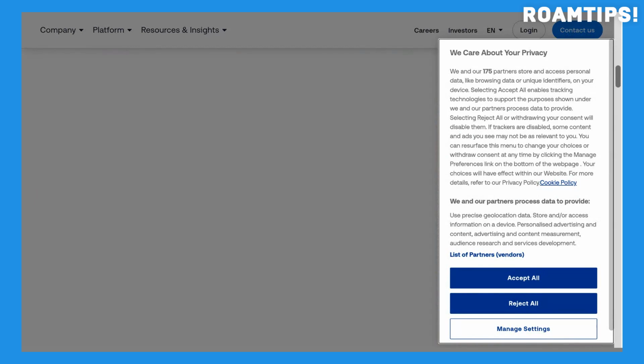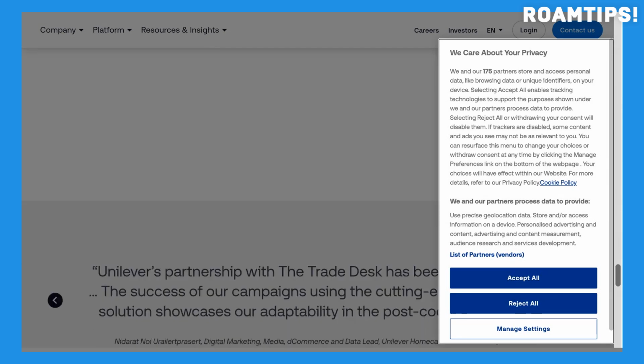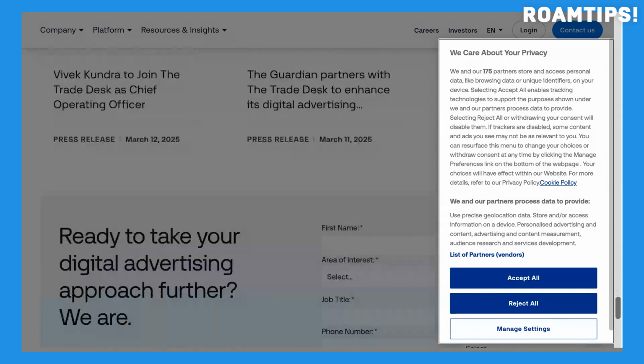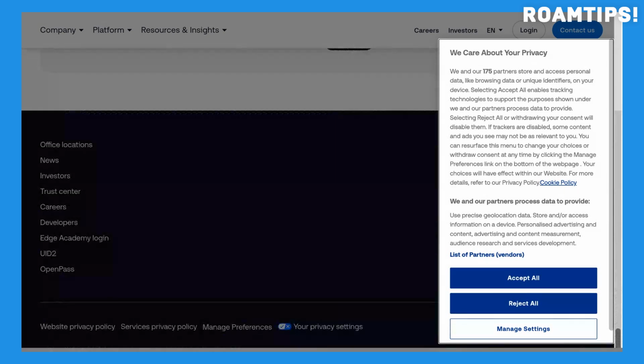In this video, we're taking a look at the TradeDesk.com. The Trade Desk is a demand-side platform, a DSP, that provides a self-service interface for advertisers to buy digital media programmatically. This essentially means they offer a powerful toolset for managing and optimizing ad campaigns across various channels, including display, video, native, audio, connected TV, CTV, and digital out-of-home, DOOH.